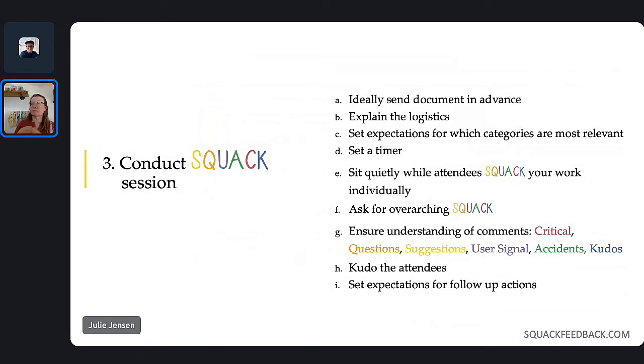And then in your Squawk session, just a few highlighted steps: try to send the document out in advance, explain the logistics. Is it going to be Post-it notes? Is it going to be in Figma, where you're actually just calling out and categorizing your feedback? Set a timer, right? Let people Squawk individually. That's really important. Let people take a little bit of that ownership of categorizing their feedback and getting familiar with those categories. And then, great, timer goes off, people are done. Ask if there's any overarching Squawk feedback of your item.